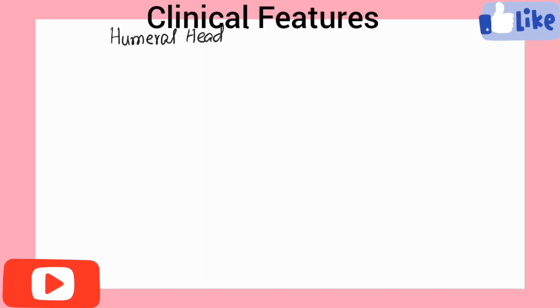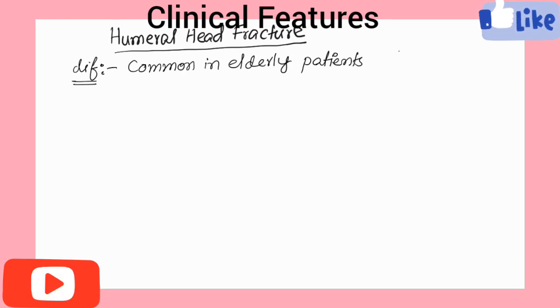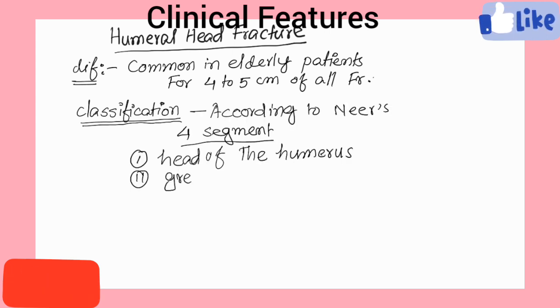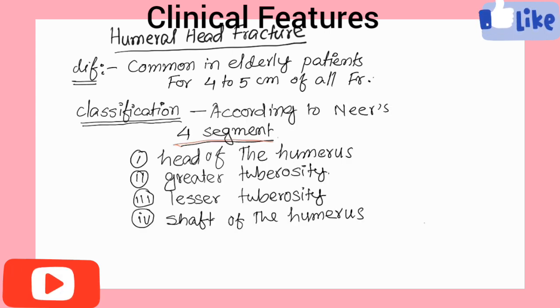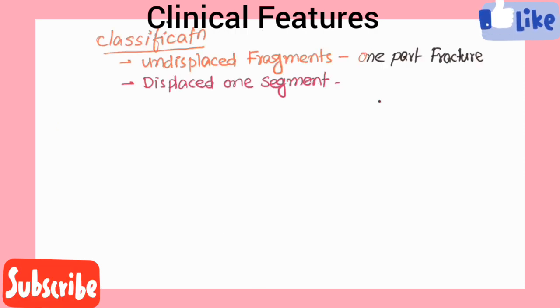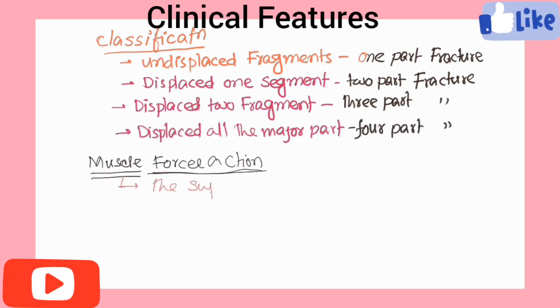Quick review, humeral head fracture. The definition: common in elderly patients, about 4 to 5 centimeters of the old fracture. Classification according to the needs: four segments, head of the humerus, greater tuberosity, lesser tuberosity, shaft of the humerus. Undisplaced fragments are a one-part fracture, displaced one segment a two-part fracture, displaced two fragments a three-part fracture, displaced all major parts a four-part fracture.